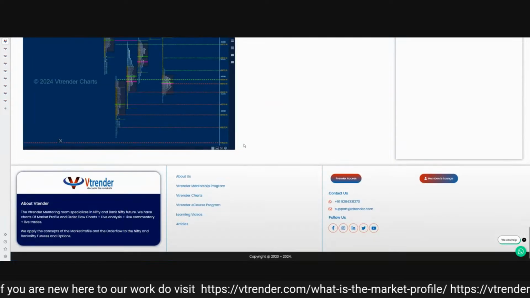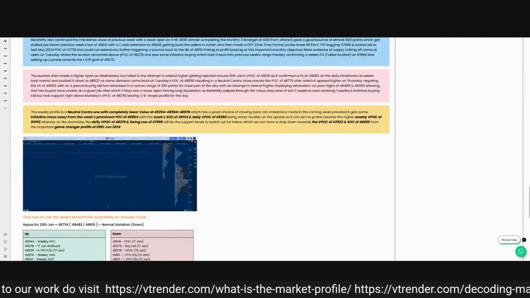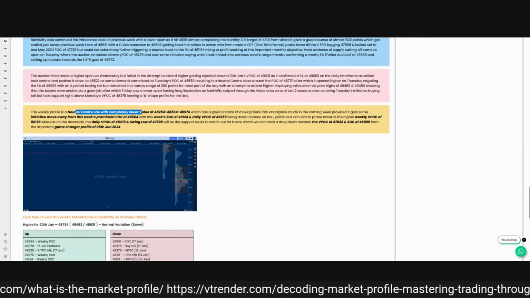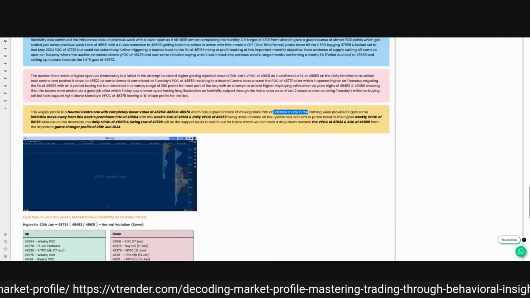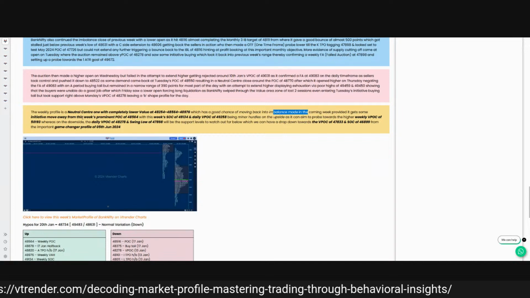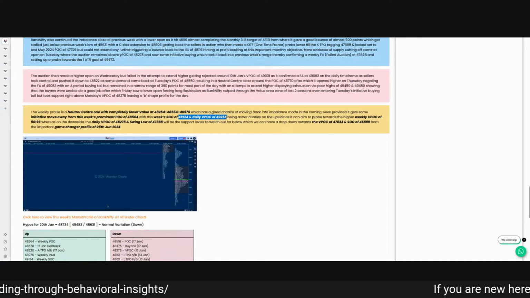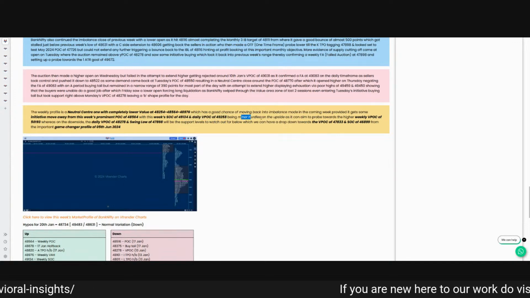So on the report, you can see how neutral center with completely lower value, we have a good chance of moving back to imbalance, provided we get some initiative move away from this week's prominent POC of 564. So scene of crime of 49134 and daily VPOC of 258 will be the minor hurdles, as it can aim to probe towards this 5193.